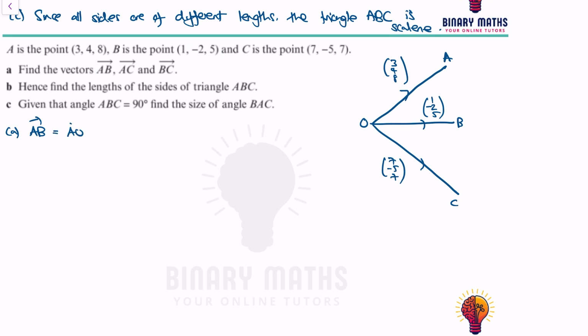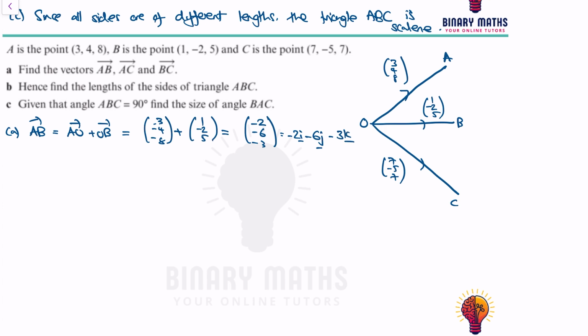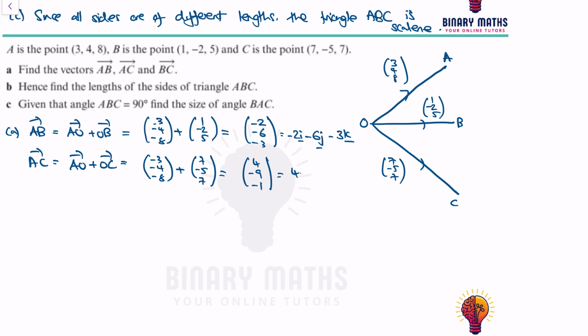AB is equal to AO plus OB, which is equal to (-3, -4, -8) plus (1, -2, 5), which is equal to (-2, -6, -3), which is equal to -2i - 6j - 3k. AC is equal to AO plus OC, which is equal to (-3, -4, -8) plus (7, -5, 7), which is equal to (4, -9, -1), which is equal to 4i - 9j - k.